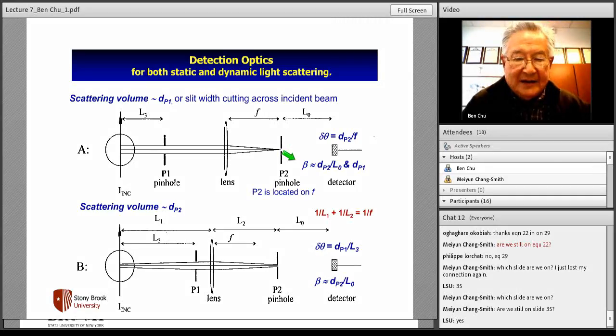And so the scattering volume of one is determined by the pinhole in the front, and the scattering volume of the second one is determined by the one in the back. The delta theta in this case is also reversed in a way. In this particular case, it is dp1 over L3. So that delta theta will be different. And the coherence part in this case is dp2 over L0. It is a bit similar in that respect.